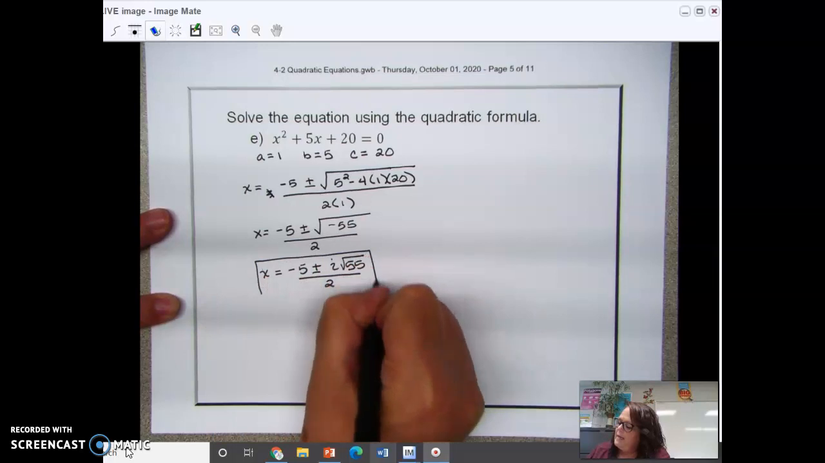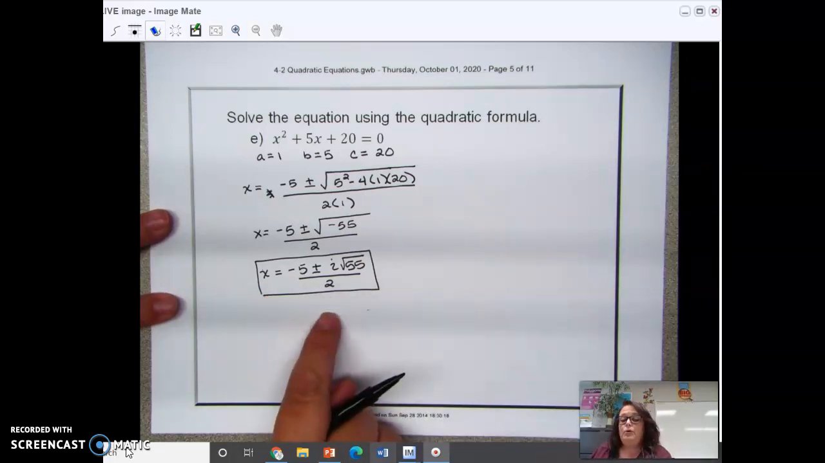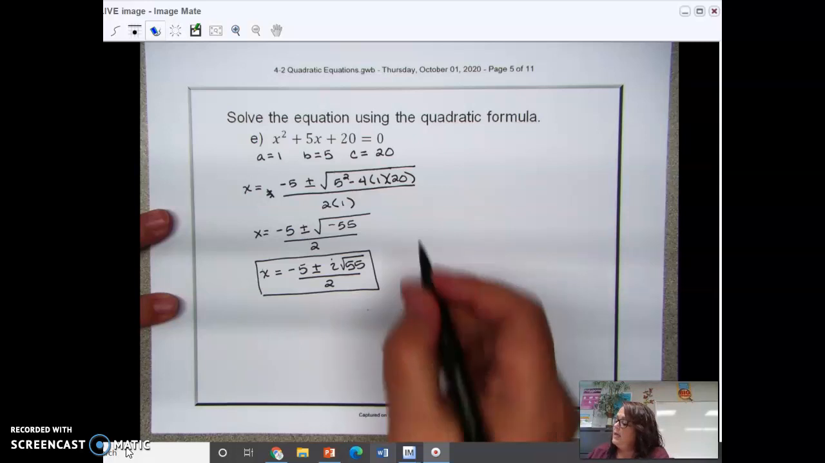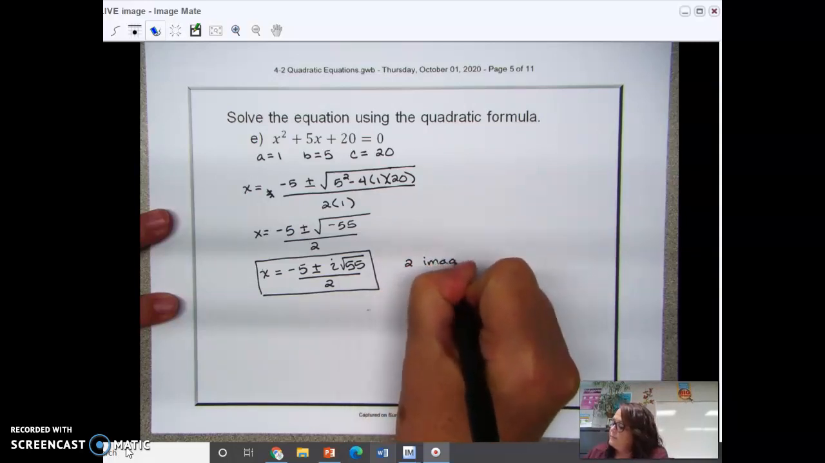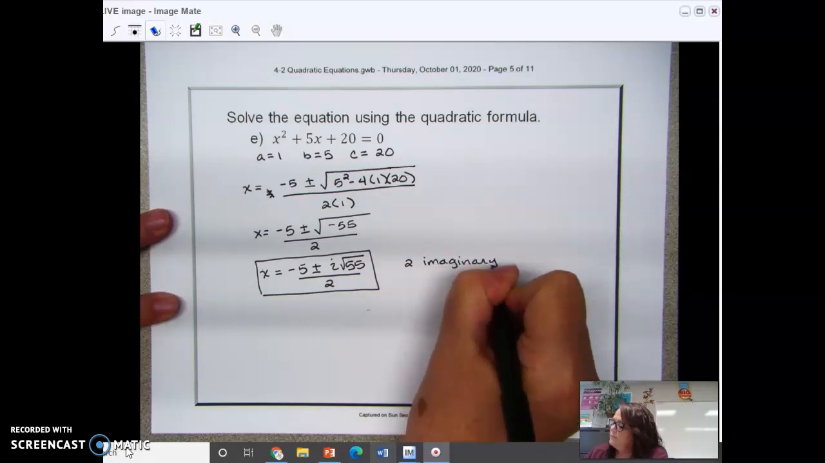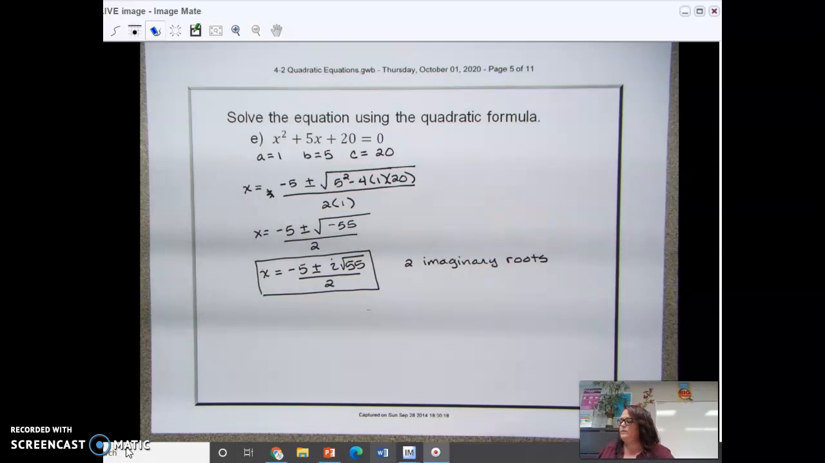And so that matches what we said when we talked about solving using completing the square. So then something I just want to make a note of, because we're going to come back to this, is we ended up with 2 imaginary solutions. Okay, so just take a moment to write that down. We'll come back to that in a minute.